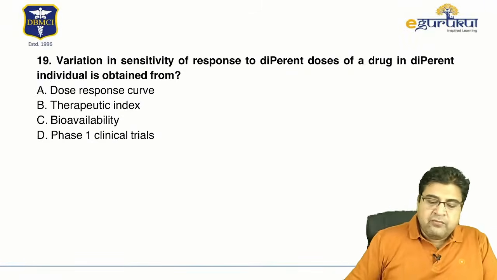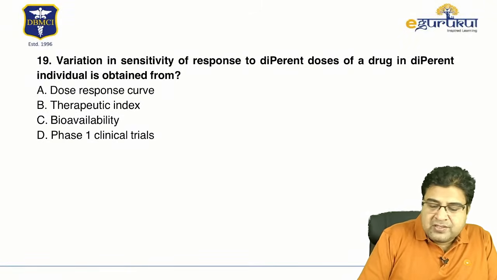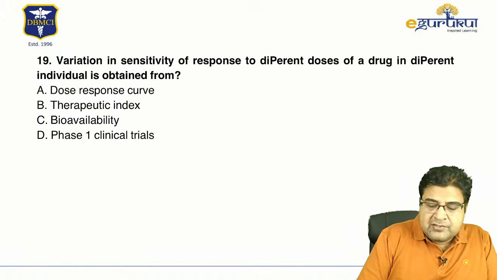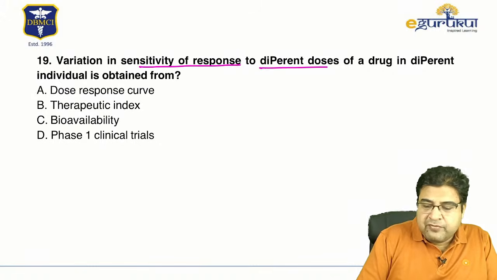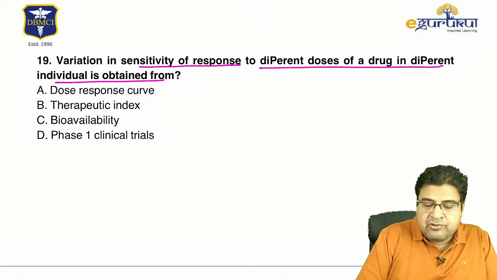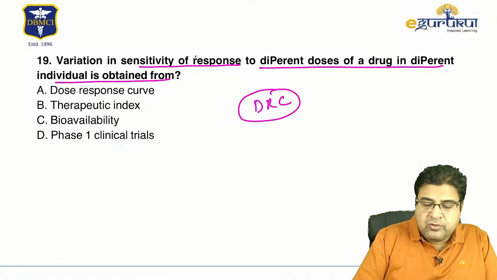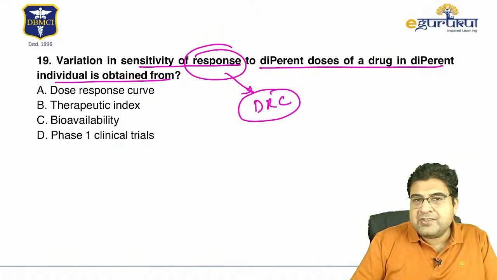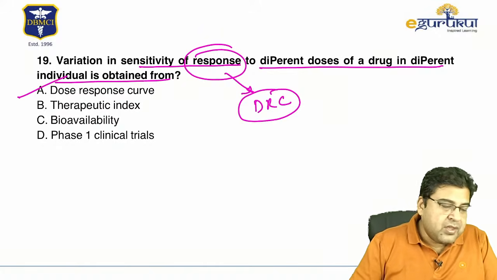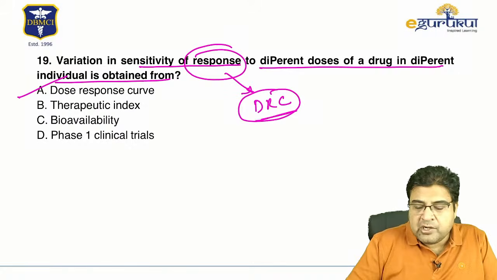Question 19, variation in sensitivity of response. Variation in the sensitivity of response to different doses of the drugs in different individuals obtained from. So guys, this is the DRC. Whenever you find the word response, this is the dose response curve. So answer is A. The third question we are doing on the dose response curve.